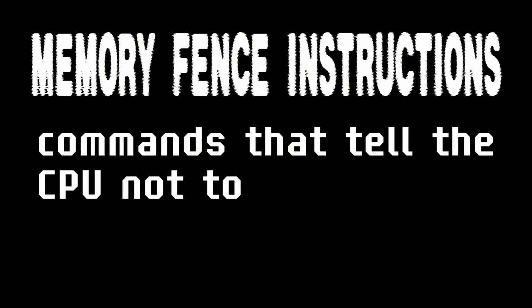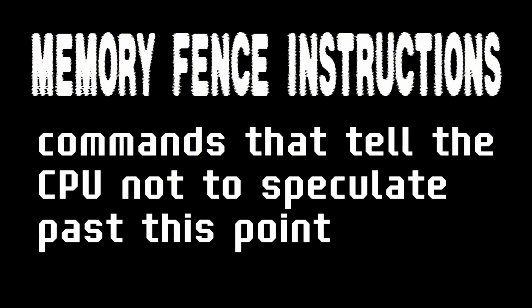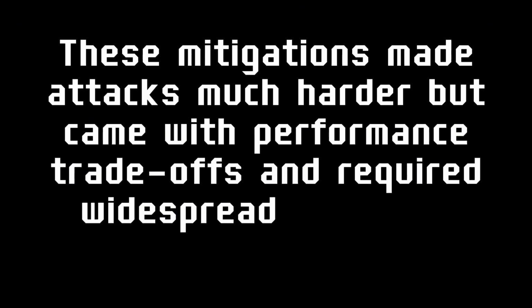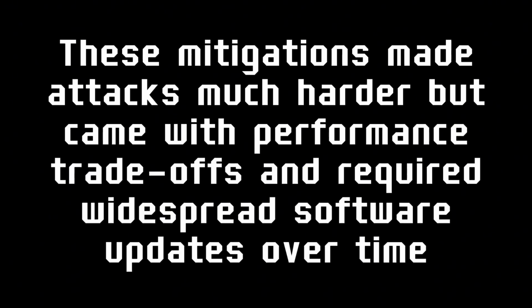The flaw exploited specific out-of-bounds memory checks, so it couldn't be fixed with one universal patch. Instead, compilers and developers had to insert additional bound checks and memory fence instructions, which are commands that tell the CPU to not speculate past this point. These mitigations made attacks much harder, but came with performance trade-offs and required widespread software updates over time.